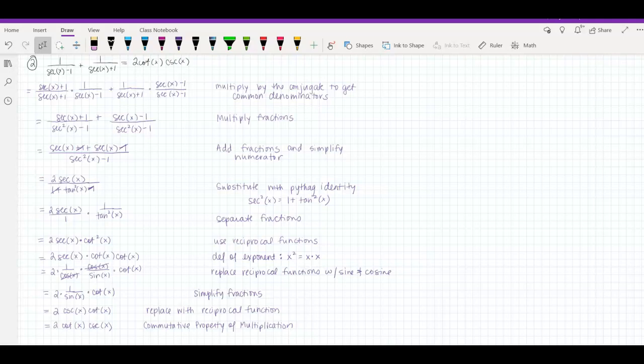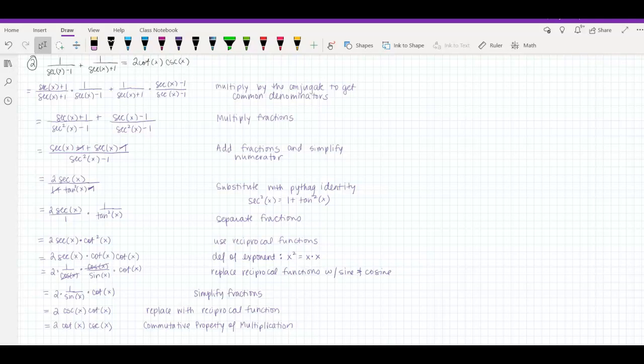So then I changed 1 over tangent to cotangent. So that's my reciprocal function. I took my squared and separated it into that thing times itself. That's basically what squared means. Take anything times itself. So cotangent squared becomes cotangent times cotangent.